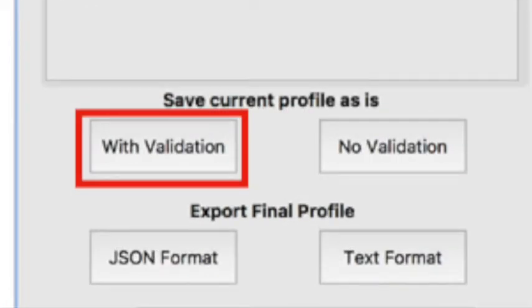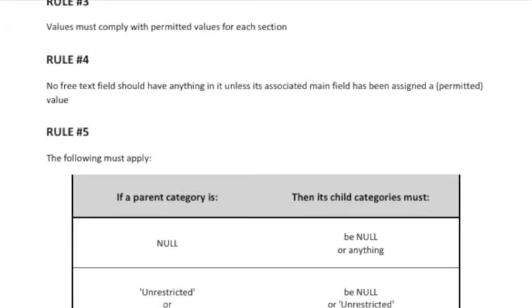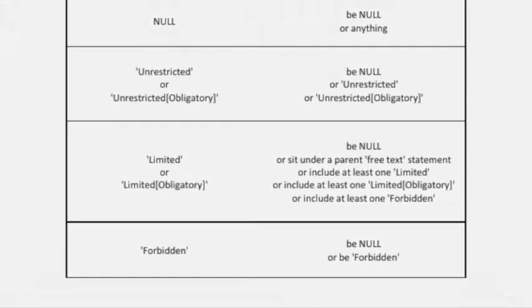Alternatively, if a user feels the profile is complete enough to conform to the 5 completion rules, but is not yet complete, they can use the With Validation button to save the profile, and the software will validate the profile before saving. When an Adam profile is complete, the user can save it in either JSON or text format using the appropriate buttons. Exporting any final profile will automatically invoke the validation procedure to ensure that the defined profile adheres to the 5 completion rules.